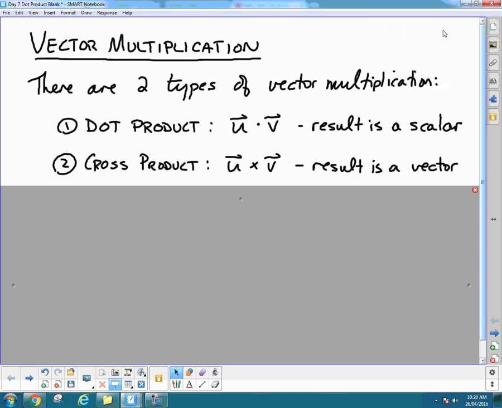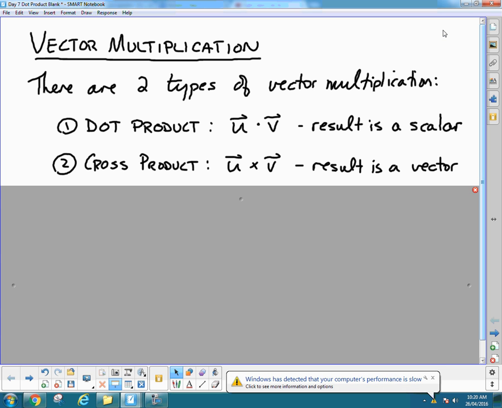Okay, so we're going to look today at vector multiplication. We'd already looked at vector addition, even vector subtraction, and all the applications of those. There are more applications, so we do vector multiplication. The first thing we need to understand is there's actually two types of vector multiplication. There's not a single way to multiply vectors. You can either take the dot product or the cross product.